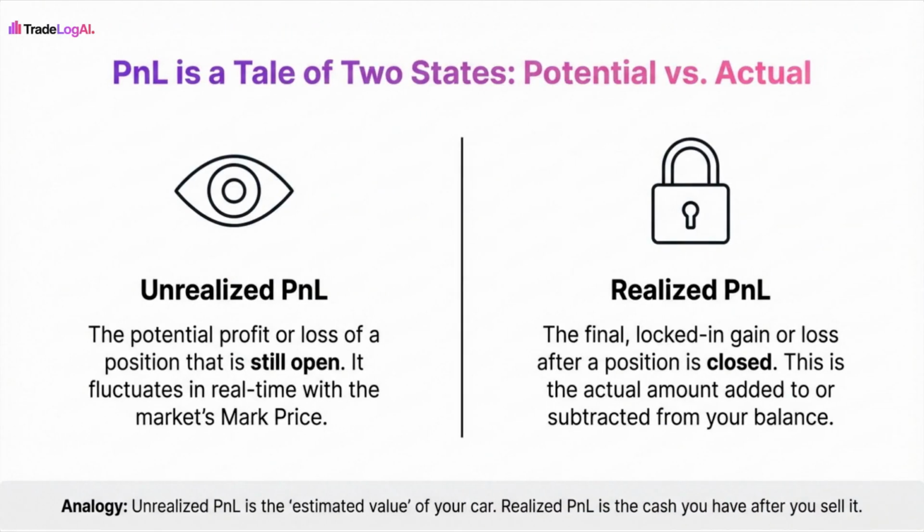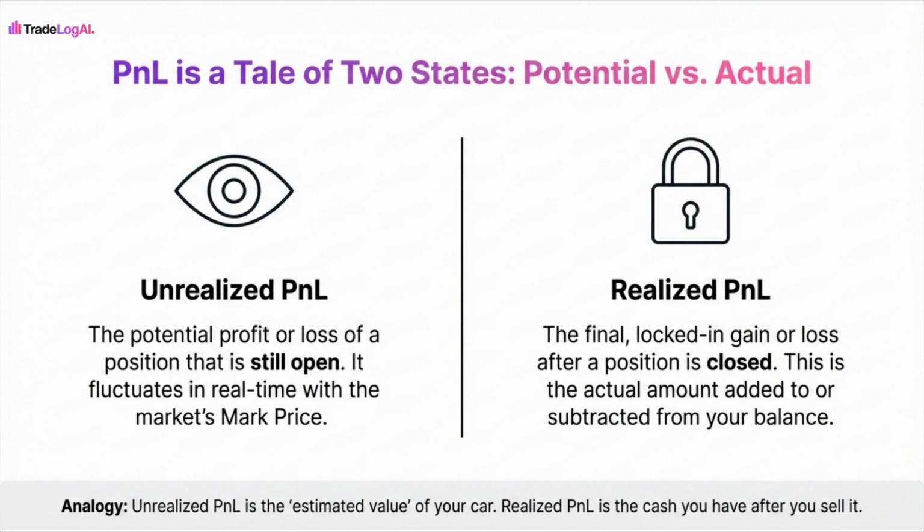Before we talk long versus short, you need one core concept. There are two types of PnL. Unrealized PnL is the profit or loss while your position is still open. It changes every second as the mark price moves. Realized PnL is the final result after you close the position. That's the number that actually hits your balance.